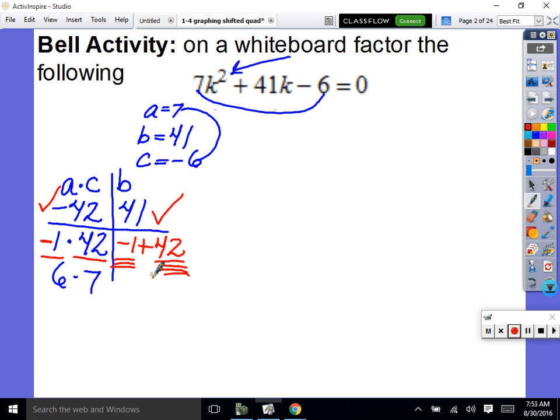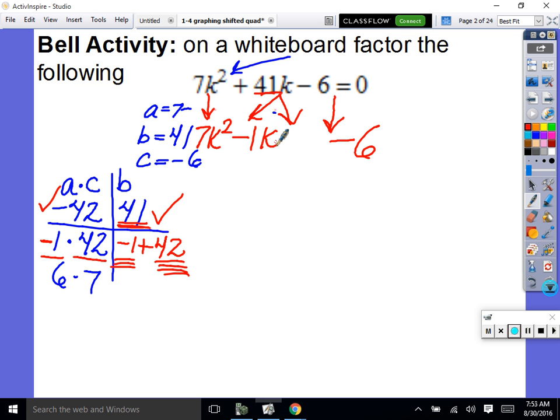So then we have a process called drop and break. So we drop down our end terms exactly how they are. Drop 7k squared. You drop down this, including the sign, drop. And then you break. You're breaking down the middle term. Now remember, you're rewriting 41k as those two factors, but they have k's on it. I saw some people forget to put a k on it. Order doesn't matter, so I'm randomly just going to go with -1k plus 42k. Do we have questions up to here?